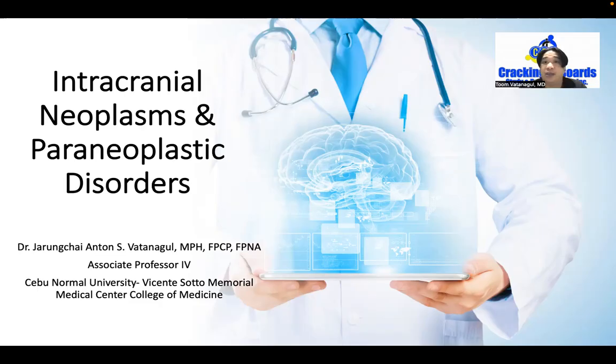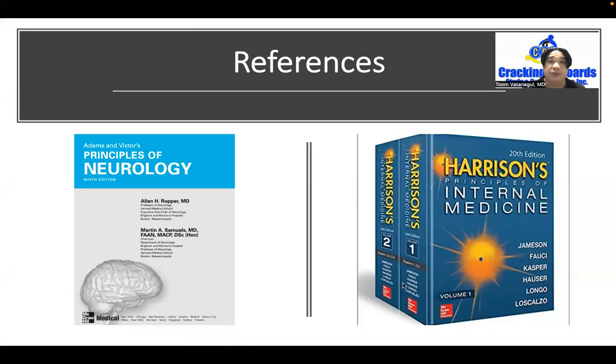So I'm going to give you a high yield module, which will be divided into two. This will be the first module, and this is about a very important topic, which is the intracranial neoplasms and the paraneoplastic disorders. So in simple layman's terms, we're going to talk about brain tumors. So this is Dr. Toom, and thank you for taking time to listen. So these are the following references which I will be using for this high yield module.